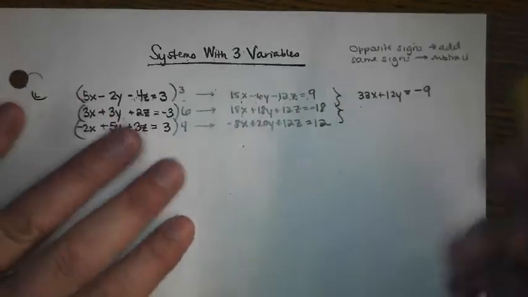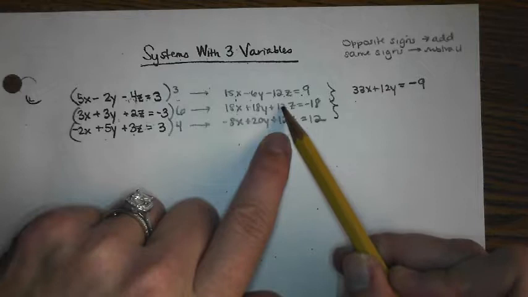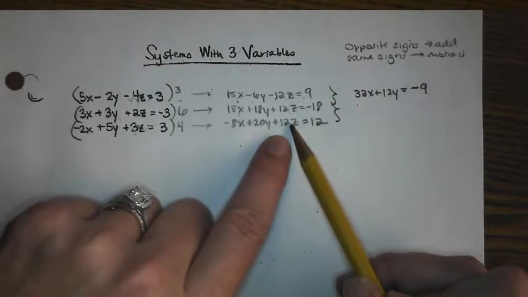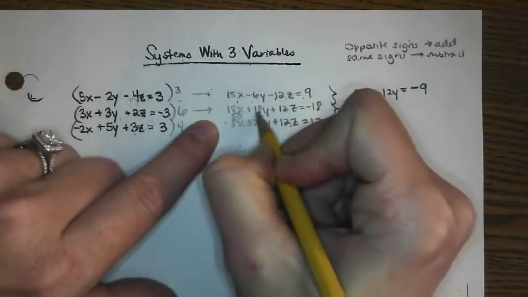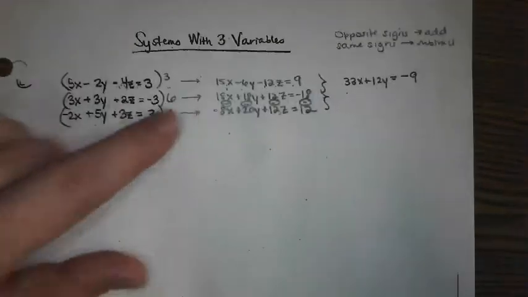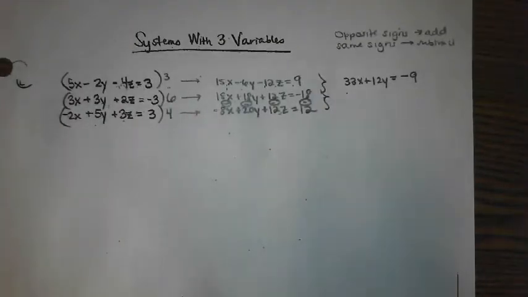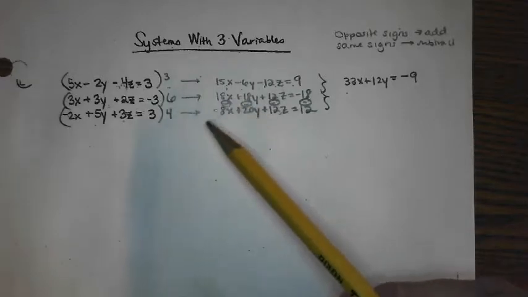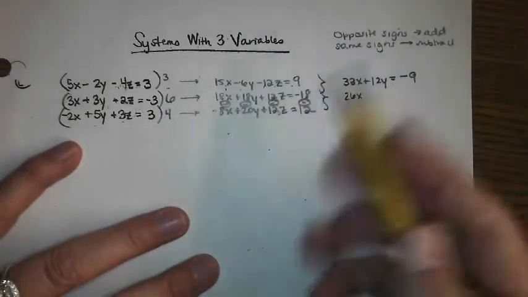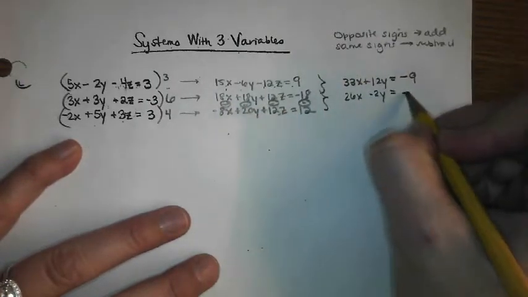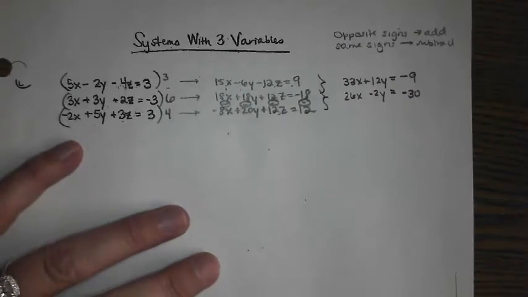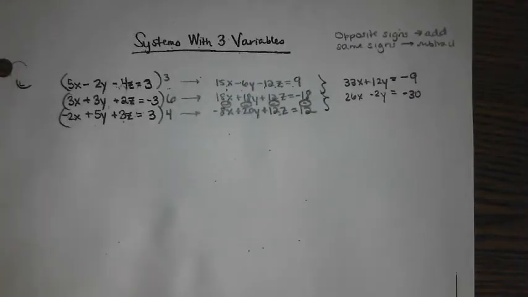And then the second two equations, they have the same sign, positive 12 and positive 12. Same sign, so subtracting will eliminate those z's. So I'll subtract on those, and especially with subtraction, I tend to write those negatives in there in between just so you don't miss a double sign. Right off the bat, 18 minus negative 8, 26x. 18 minus 20, negative 2y. Negative 18 minus 12, negative 30. So I've eliminated the z twice, which leaves me with a system of just x's and y's.